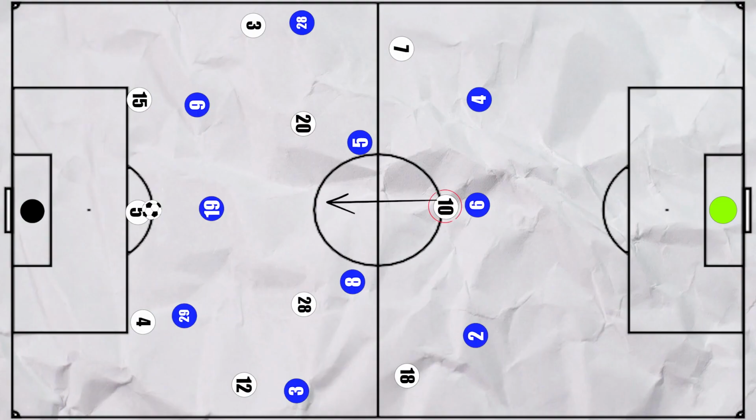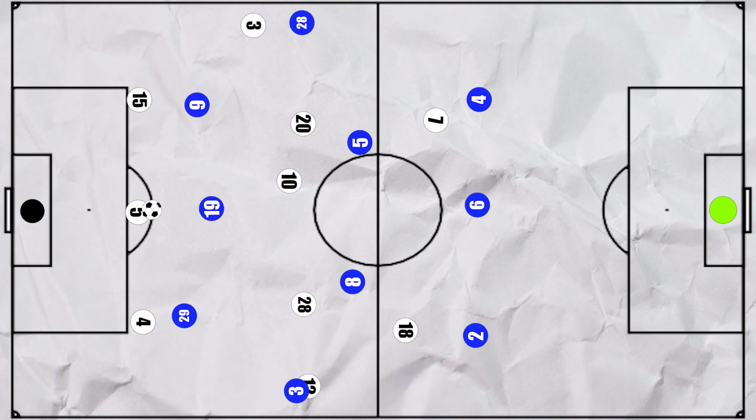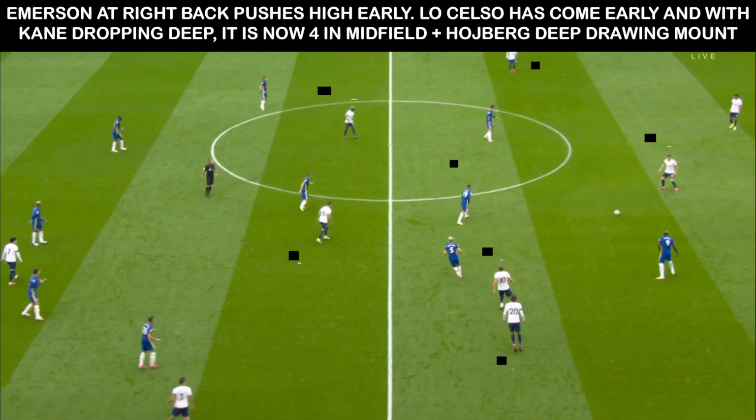Throughout the match, Kane was keen to drop into the midfield, which could create the overload now in a 3 vs 2. In addition, by playing Emerson at right back, who was willing to push high up early, even Lo Celso, who is a natural central midfielder, looked to tuck in so they could potentially be 4 in midfield, and quick combinations could cause Chelsea all kinds of problems.